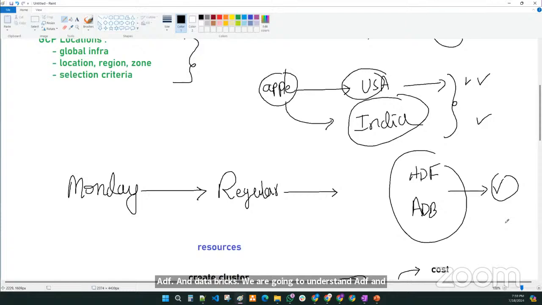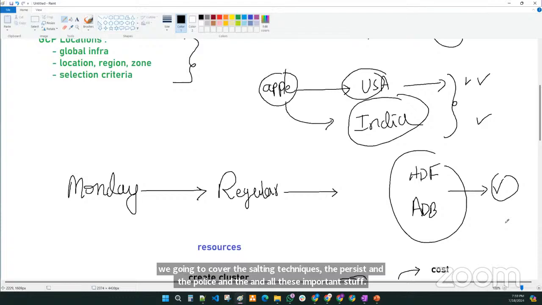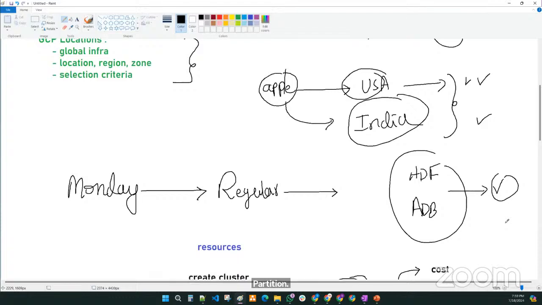Yeah, of course. So are we going to cover the salting techniques, the persist and the coalesce and all these important stuff? I mean, partitioning. You mean to say the partitioning? Of course, those are the basic things. We need to cover it. Whether you go to the ADB or ADF, those are the concepts of PySpark. Those are the concepts of Spark. For sure, we have to cover it.